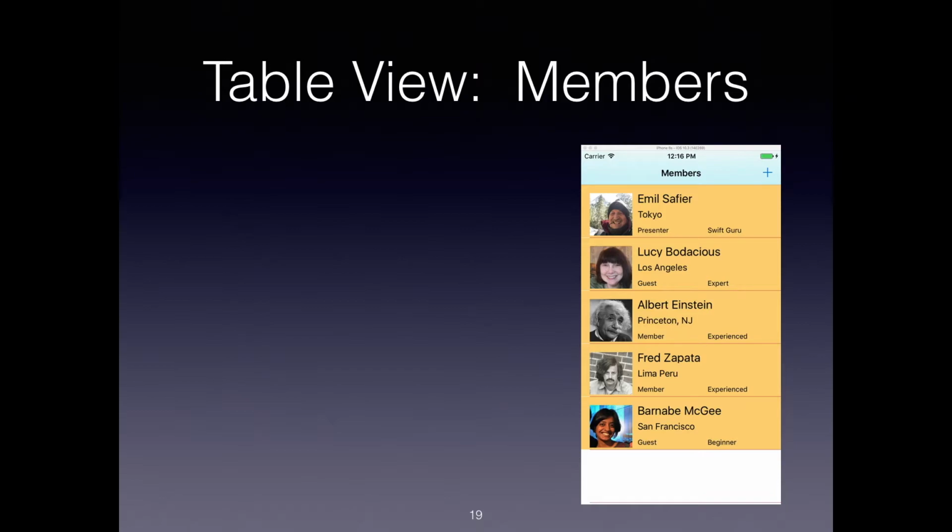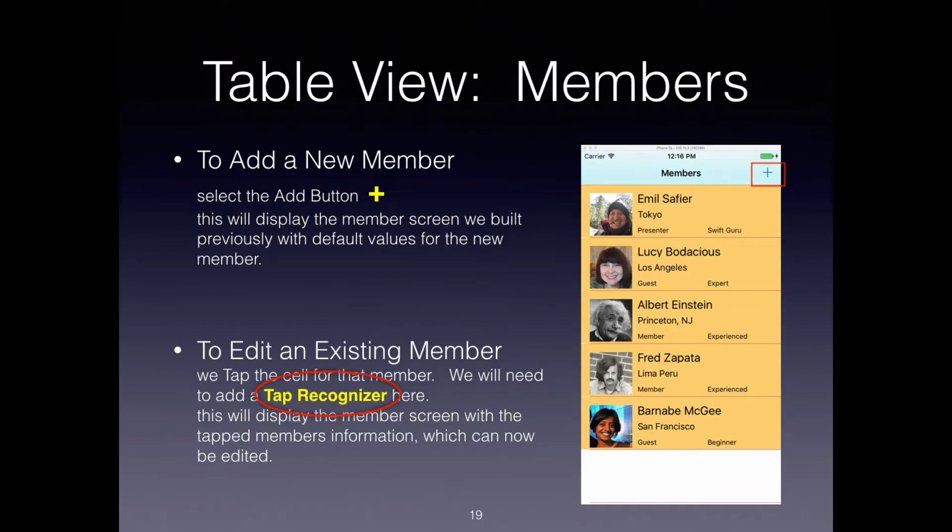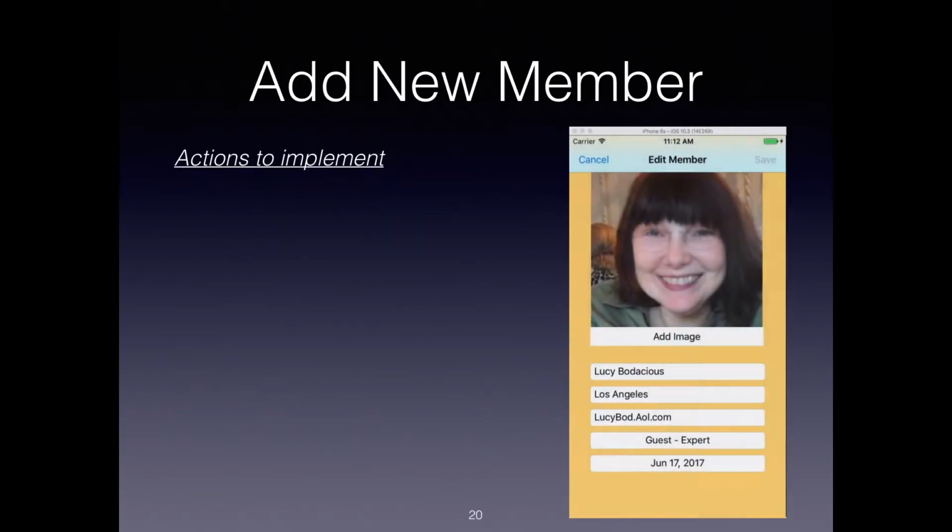I think we already saw that. So if you tap the plus sign during this display, you'll want to go to the member view with the default values. And if you want to edit an existing member, you want to essentially tap a member, and that should take you to the member view showing you the contents of that selected cell. Okay? So what do we have to do to add a new member? Okay, let's take a closer look at that.